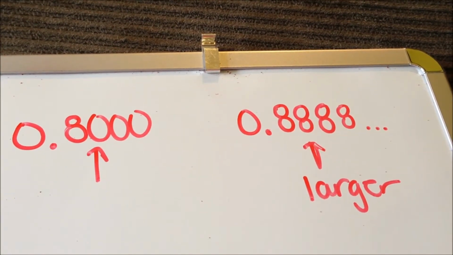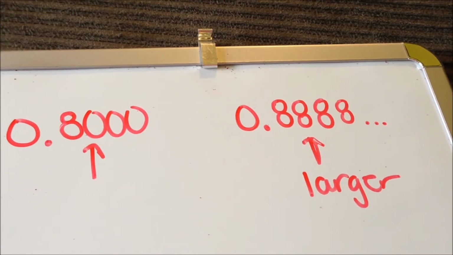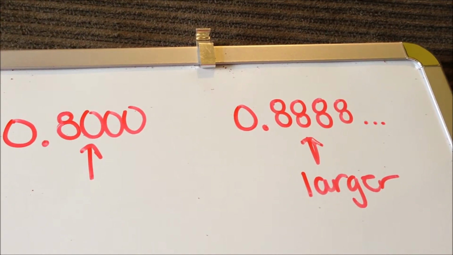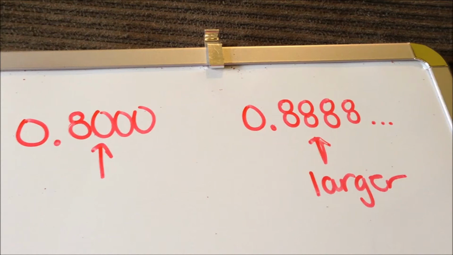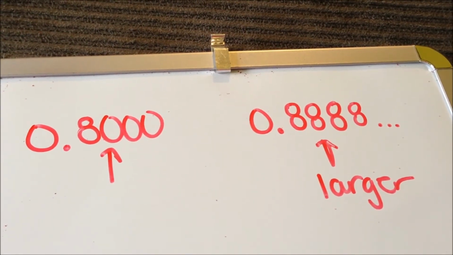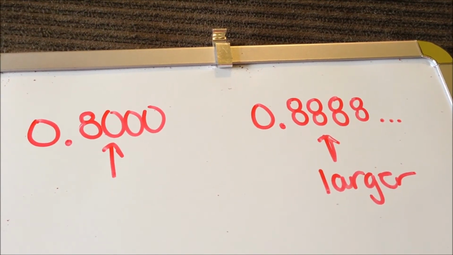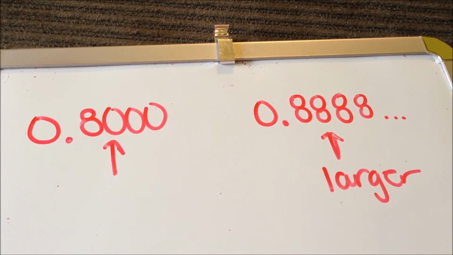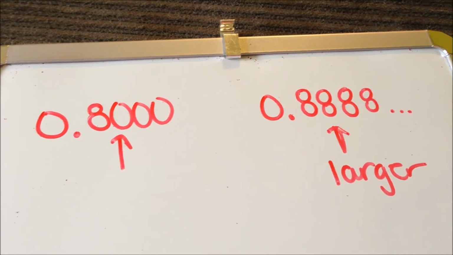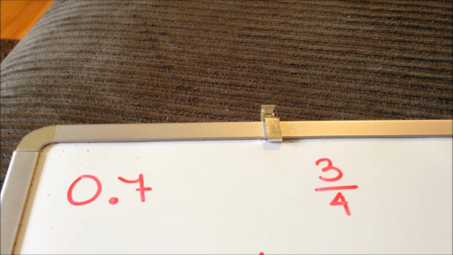Let's use the second method now where we turn both numbers into decimals. So 0.8 stays the same, but 8/9, if you just type 8 divided by 9 into your calculator, you get 0.8 repeating. If we compare the place values, the zeros are the same and the tenths values are both 8. But if you look at the hundredths position, on the left-hand side we have a 0. On the right-hand side we have an 8. Because 8 is larger, 0.8 is less than 0.8 repeating, or 0.8 is less than 8/9.